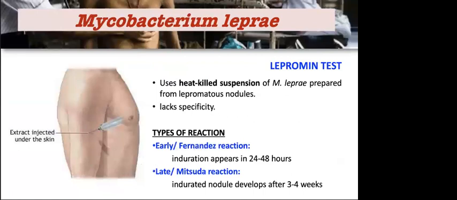Okay. So, the skin test that we use to identify Mycobacterium leprae is called the lepromin test. This uses a heat-killed suspension of Mycobacterium leprae. This also lacks specificity. There are two types of reaction. You have the early or the Fernandez and the late or the Mitsuda reaction. So if the induration appears in 24 to 48 hours, that's Fernandez or early. Now, if it occurs after weeks, then that's the late or the Mitsuda reaction.